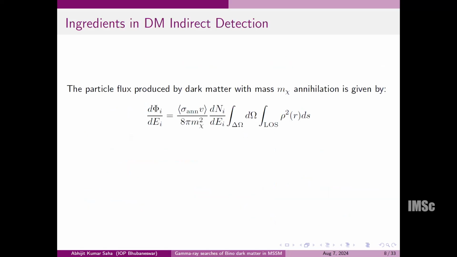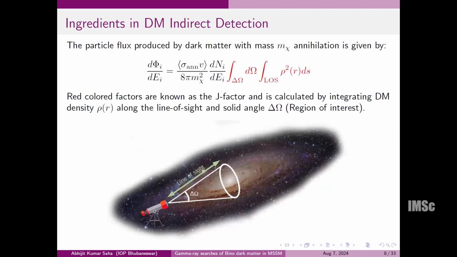Now, the whole thing is to calculate the flux of the particles that result from the dark matter annihilation. For me, it is the gamma ray flux. I will calculate the differential gamma ray flux. See, this flux involves the dark matter annihilation rate sigma v, the dark matter mass, as well as dN_i/dE_i. I am coming to this factor, as well as the density of the dark matter and the solid angle.